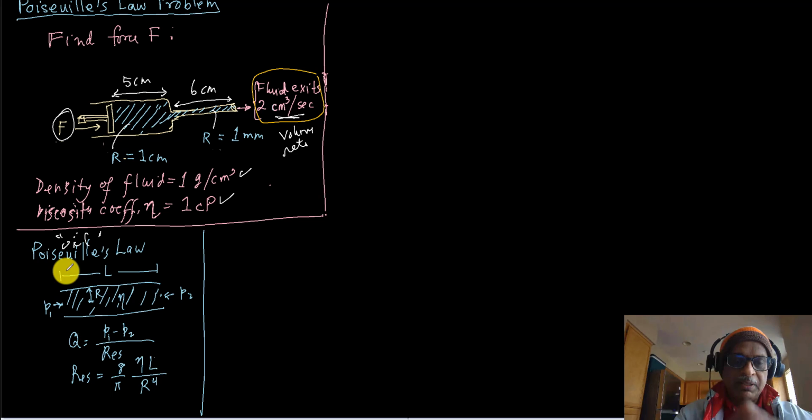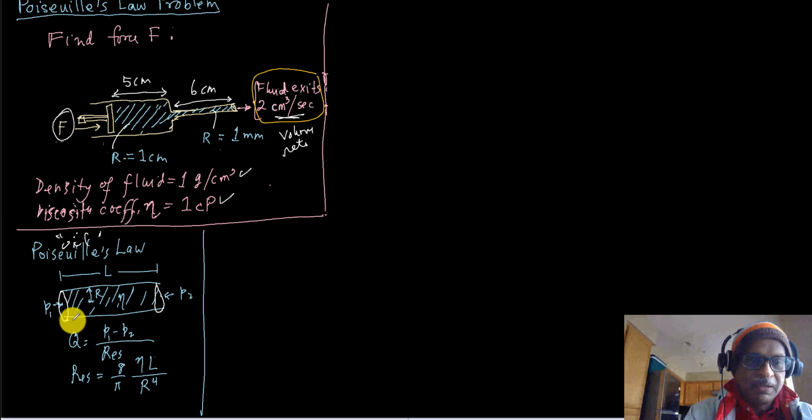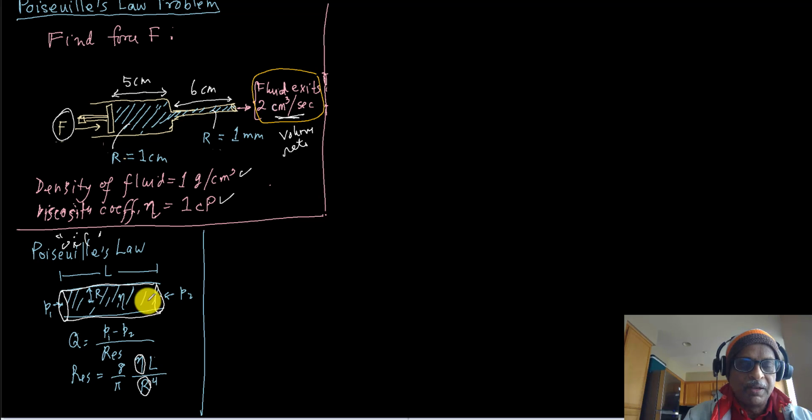So it's about, he was a medical doctor, and he wanted to study blood flow through arteries and veins, and he worked out this formula from his studies. So it's about one tube, and viscosity eta, and the tube radius is r, and the pressure difference is P1 minus P2, and Q is the rate of flow. This is the volume rate of flow.